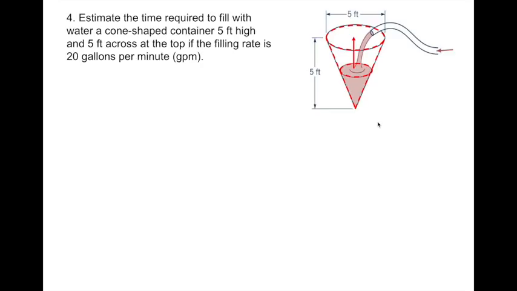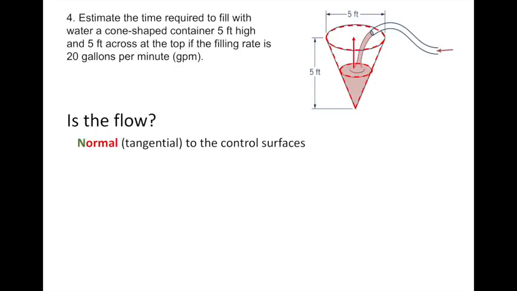Right? Okay, so let's go through our assumptions. First of all, is it normal to the control surface? Yeah, that seems reasonable, right? We're dumping it in from the top, it's flowing down, just flowing straight into our control surface. We're not going to worry about any dot products here.